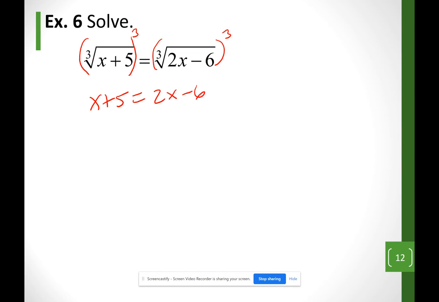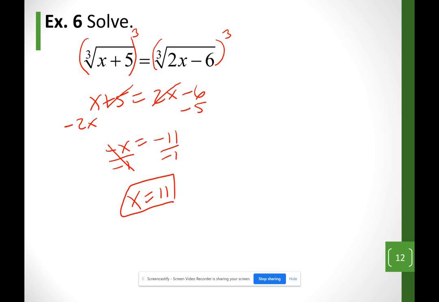Okay, so let me move the x to the left. The plus 5, let me move it to the right. Don't forget to switch the signs. So on the left side, I have that negative x is equal to negative 11. To get the x by itself, let me divide by a negative 1. So x equals positive 11.